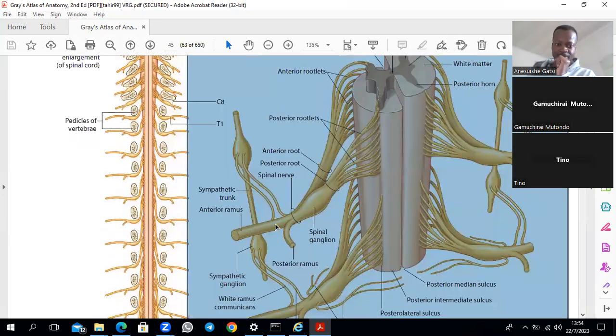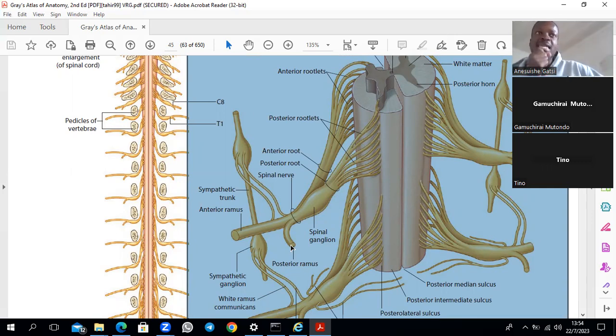It will divide into an anterior ramus and a posterior ramus. A ramus is a trunk. So anterior rami, not knowing if you guys have done embryology of somites, epimeres, hypomeres. Have you guys done that before? No. You haven't. Okay, so I will try to describe this in layman terms then.